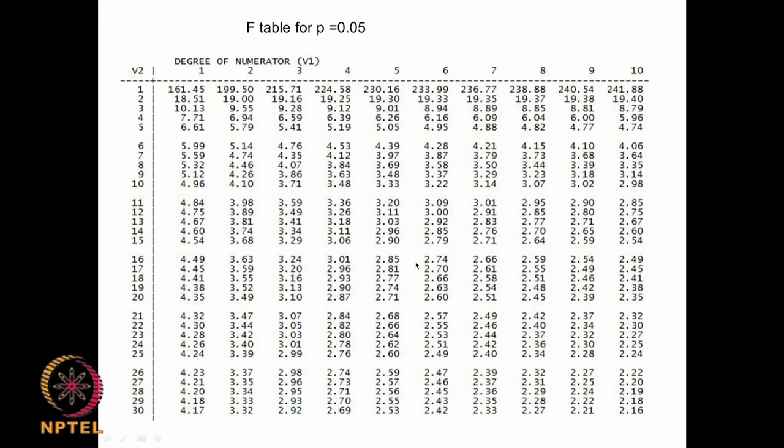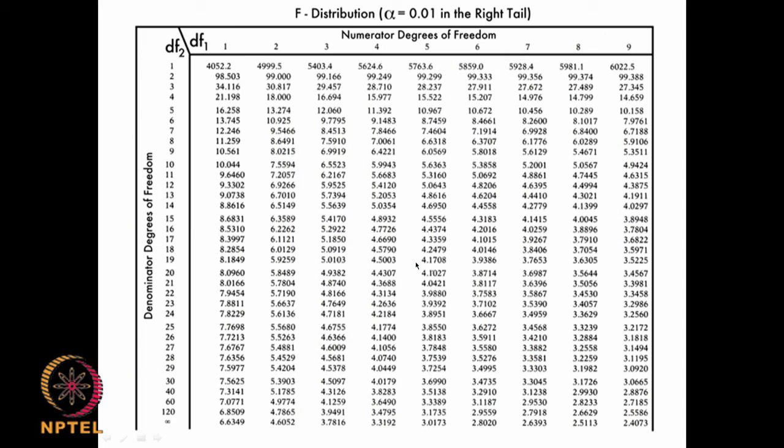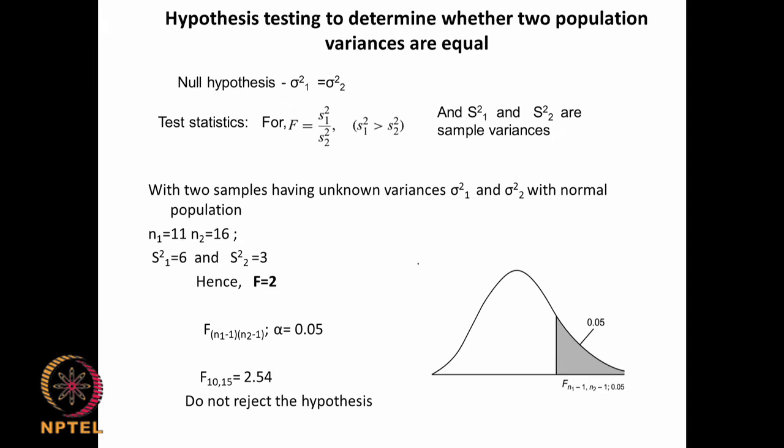Please remember, these F values are for one tail, only the right tail. So, it is very simple. We need to use this table, and from the table, just like the t test, we calculate the F value. If the calculated F value is less than the table F value, we do not reject the null hypothesis.